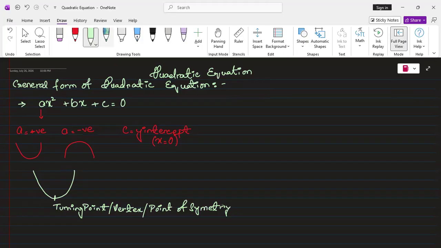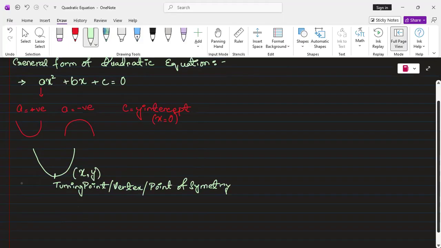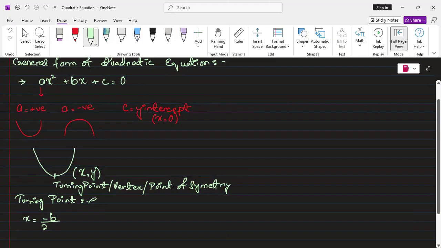Every point on the graph has two coordinates, the x coordinate and the y coordinate. So if I need to find the turning point of my curve, I have to find the two coordinates. To find the x coordinate of the turning point, that is equivalent to minus b upon 2a, right? And for the y coordinate, this is equivalent to 4ac minus b square upon 4a.